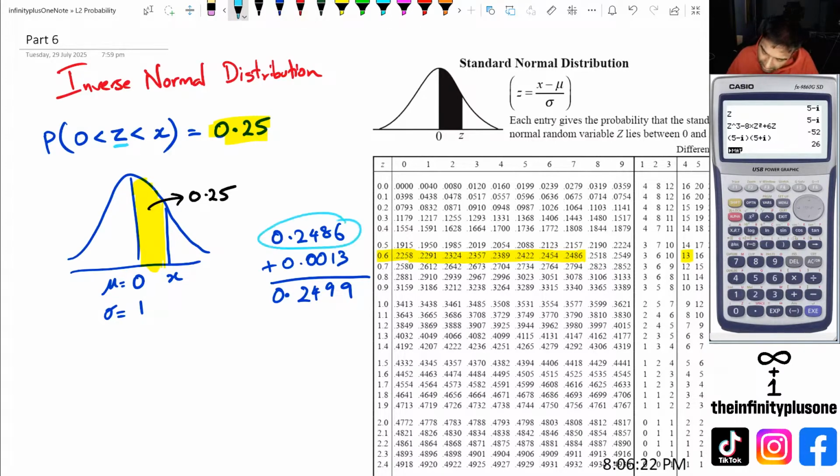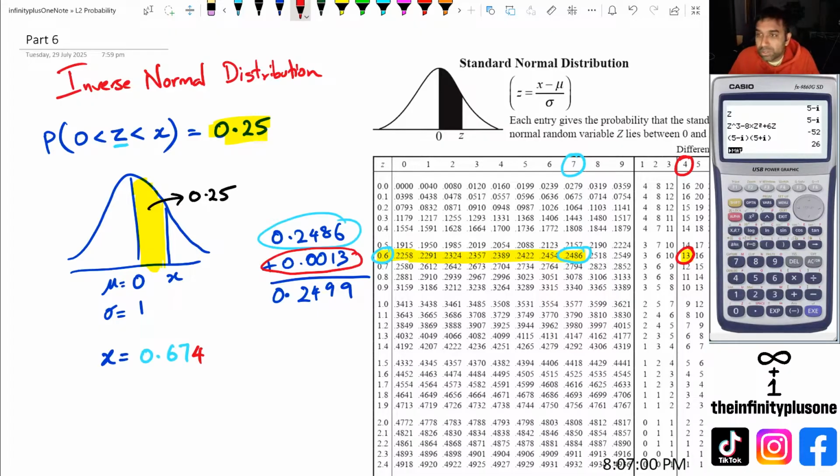Now, the first number I'm looking at is 2486, and 2486 is here. That is 0.67. So then I can say x is equal to 0.67. Finally, the 0.0013 is from here, and that's equal to 4. I'm going to write this in different colors so you guys can see where I get it from. So that's going to be 0.674. So x is equal to 0.674 to get the probability as 0.25.